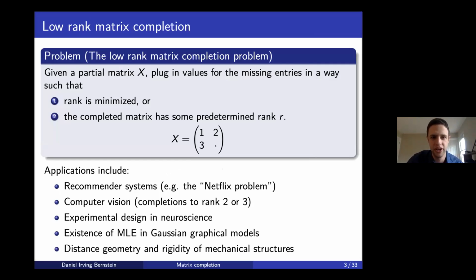In low rank matrix completion, the idea is you have some partial matrix. That's just some matrix where you see some of the entries, but not others. And the goal is to plug in values for the missing entries in a way such that either the rank is minimized or the completed matrix has some predetermined rank R. The classical application of this would be recommender systems, and I'll talk about that on the next slide, but there are a bunch of others, and I'll go into details on some of these.